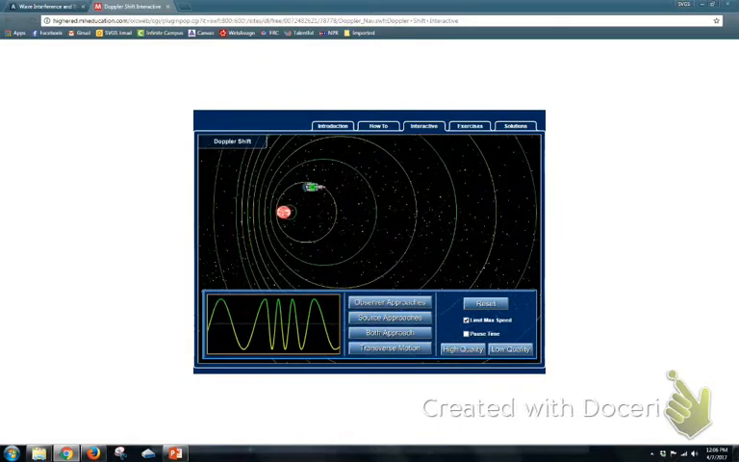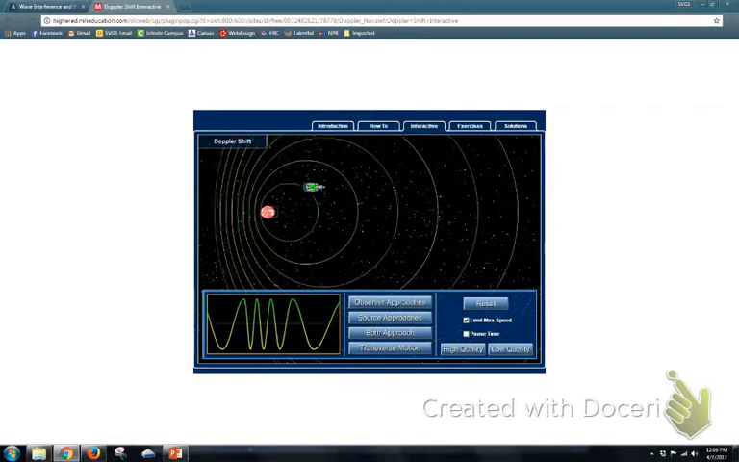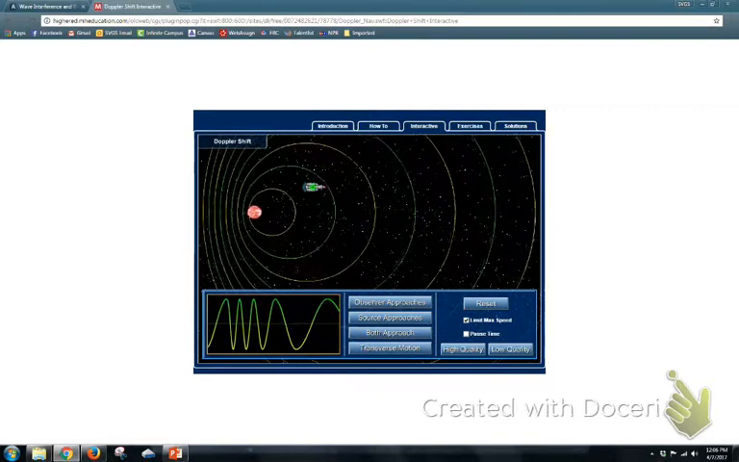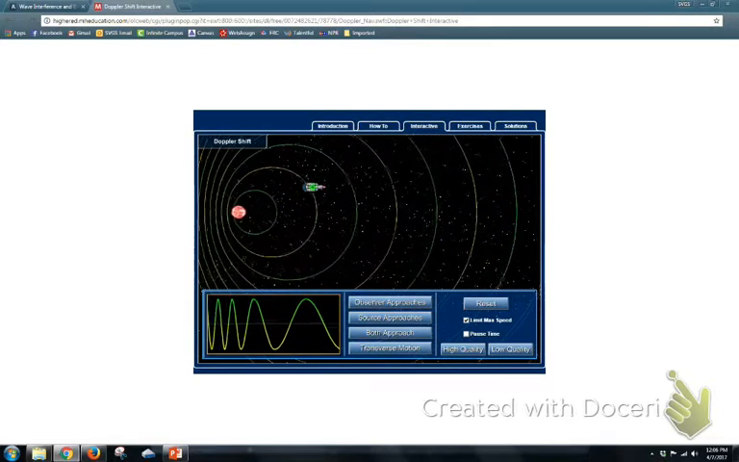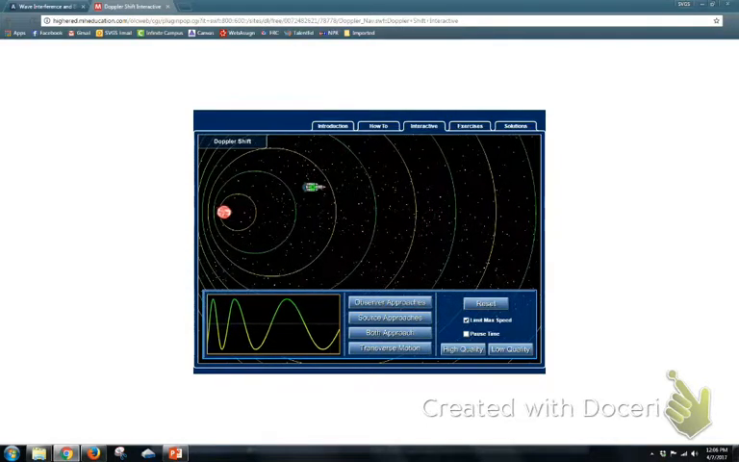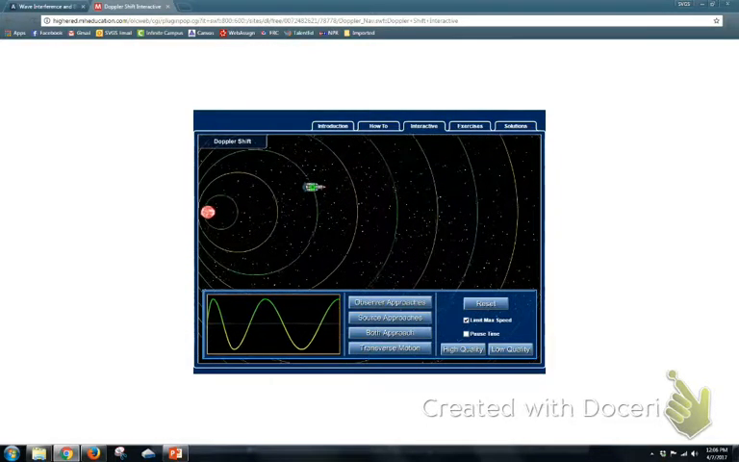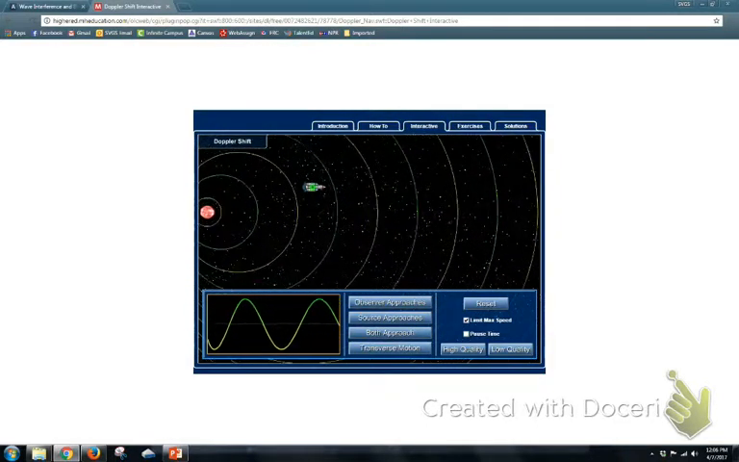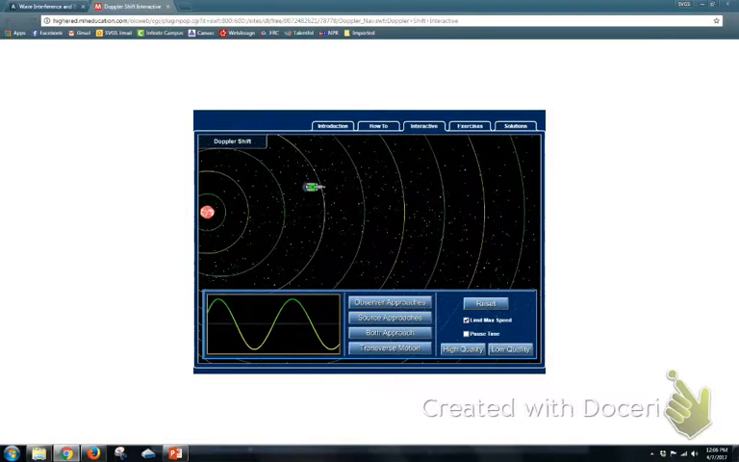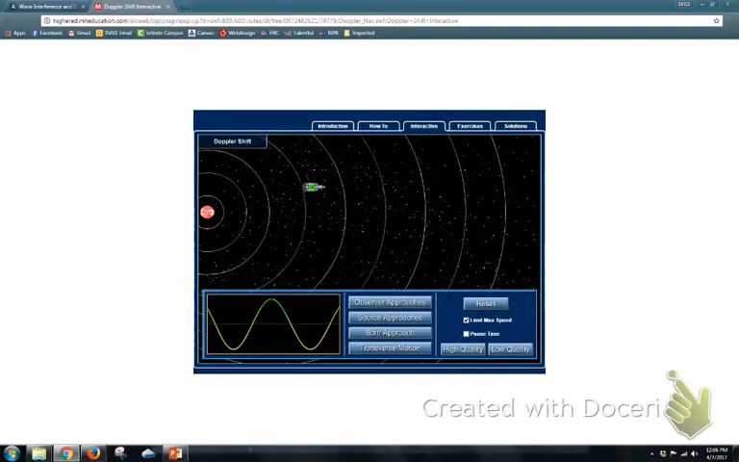So the spaceship is experiencing a lot more crests and troughs as the planet's heading toward it, because all those crests and troughs are bundled together. After the planet has passed by, the spaceship experiences it less often, so a longer wavelength means a lower frequency.